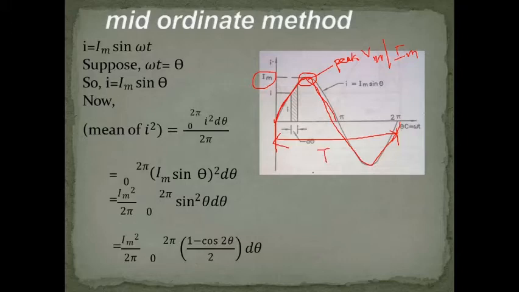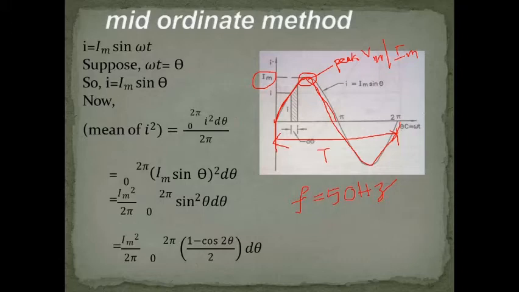The next definition is frequency. Frequency is defined as the number of cycles per second of a wave. Normally it is denoted by f and measured in hertz. In India the frequency is 50 hertz, whereas abroad it is 60 hertz. It is fixed. In India the frequency is 50 hertz.